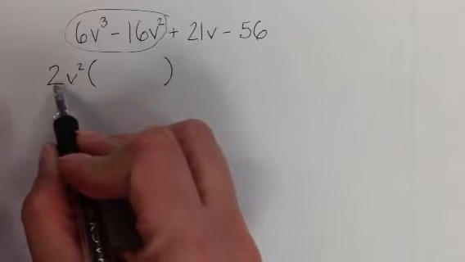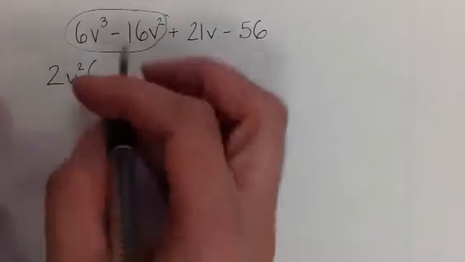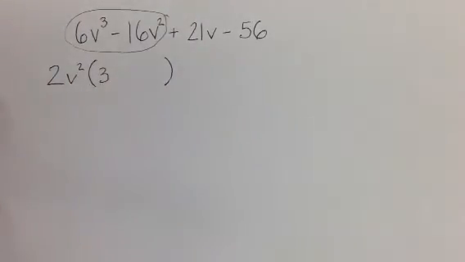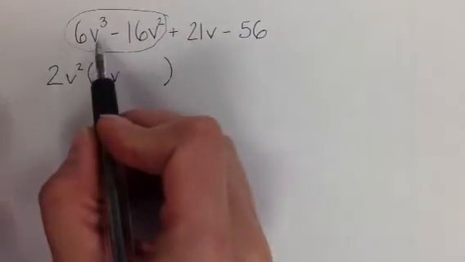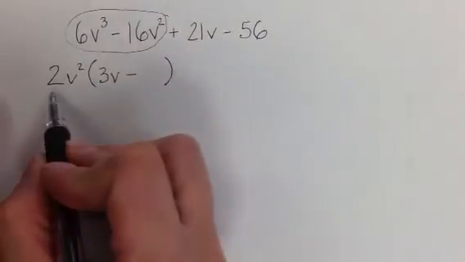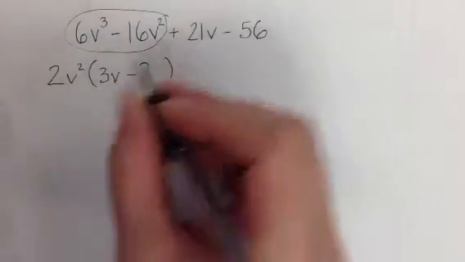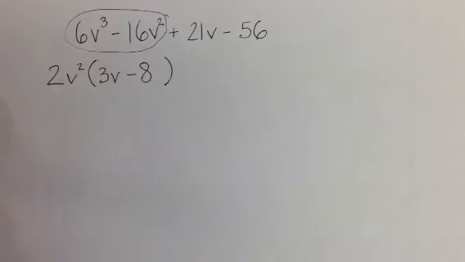So 2v squared times what will get me back here? Well, 2 times 3 will give me 6, and then v squared times v will give me v cubed. Okay? Minus 16 divided by 2 is 8. V squared divided by v squared is just 1, so that's gone.